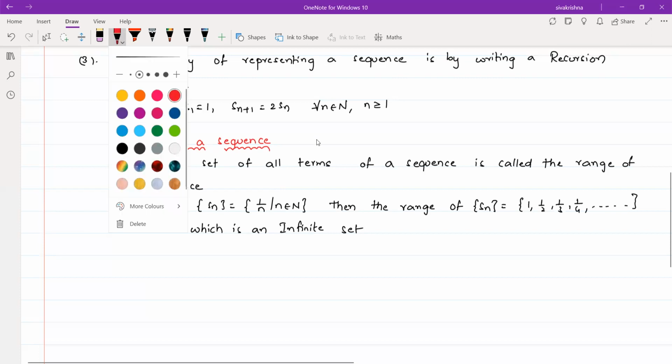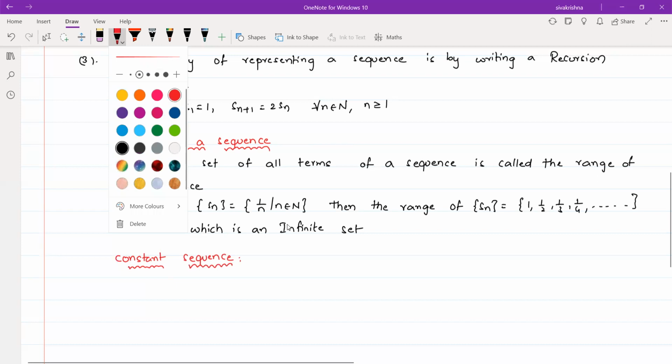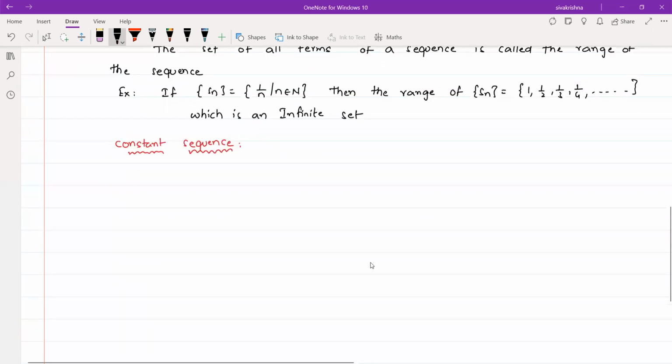Coming to the next definition, that is a constant sequence. What do you mean by a constant sequence? A constant sequence is one where all the elements in the sequence are the same. Then we call that sequence a constant sequence.